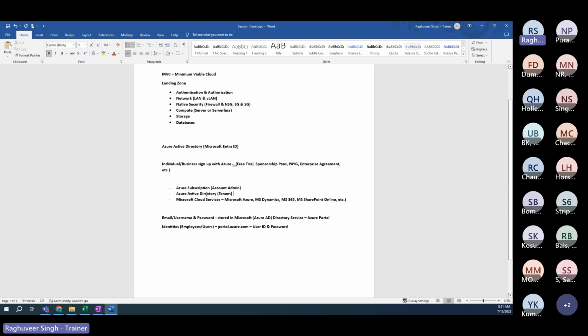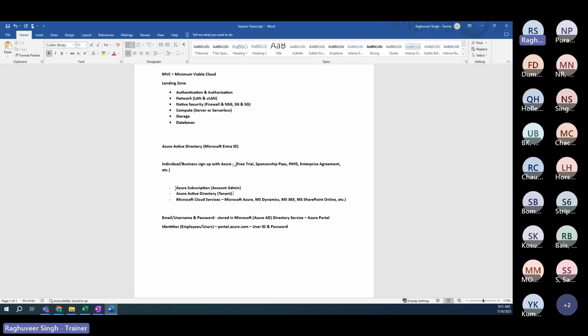So never ever get confused between tenant, subscription, and Azure Active Directory. Tenant is nothing but an instance of Azure Active Directory, the global Microsoft Azure Active Directory, that has been provided to a customer, so that the customer can create their own identities and have them authenticated to the Azure portal using that tenant. Subscription is nothing but a container in which you will deploy your cloud services. Subscriptions are attached to a tenant. You can create multiple subscriptions.